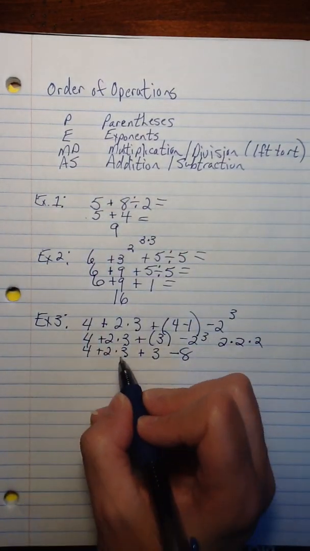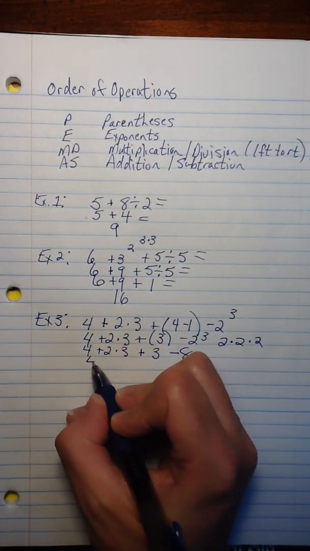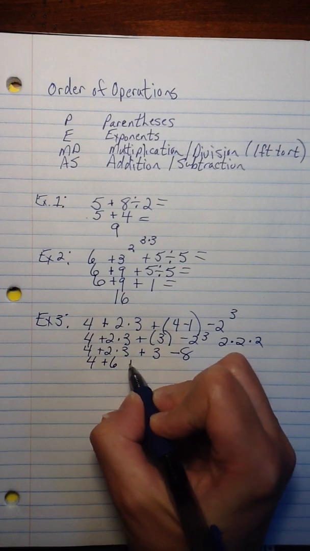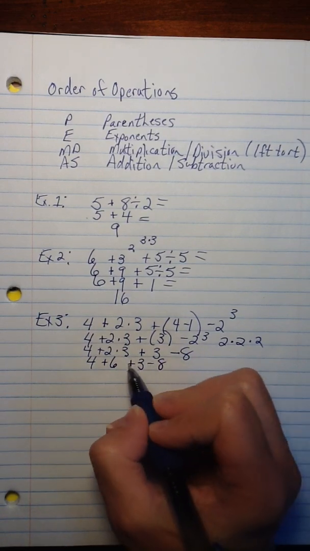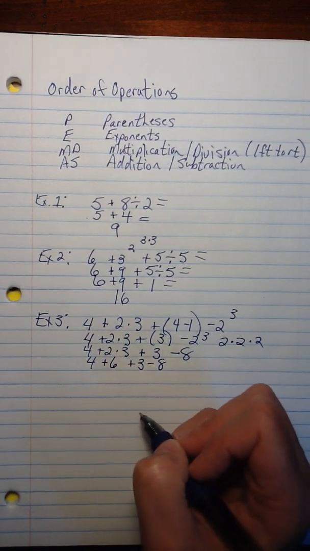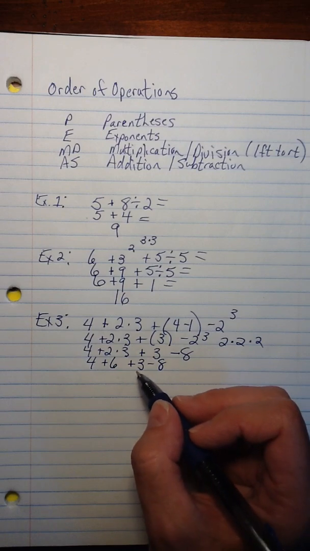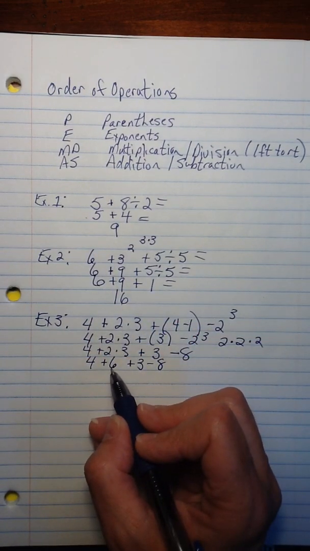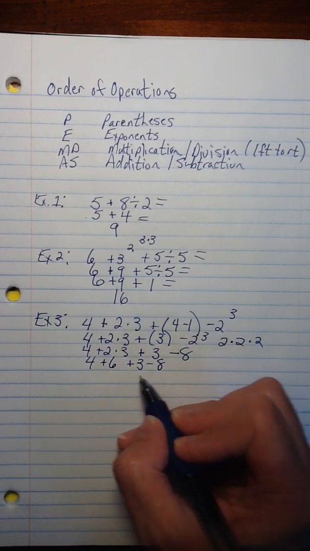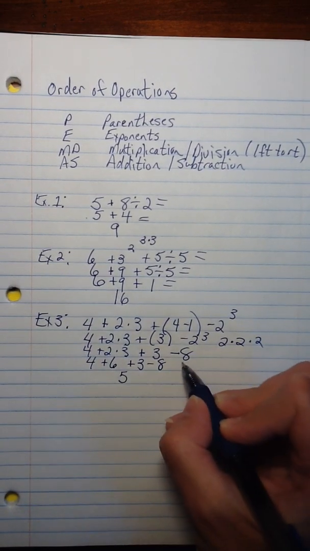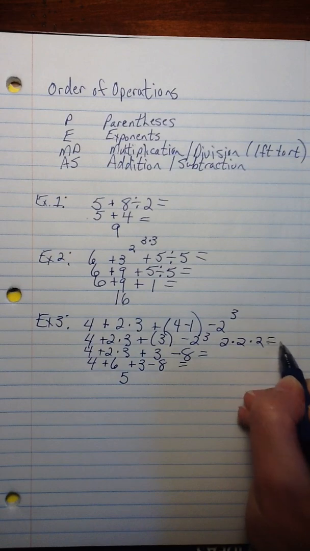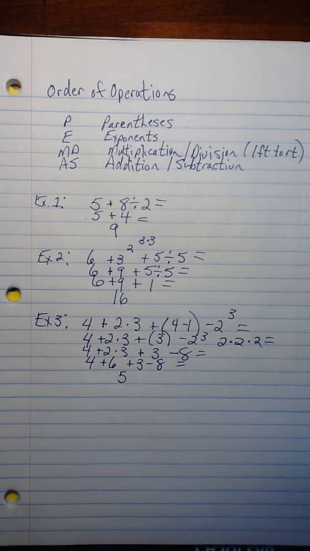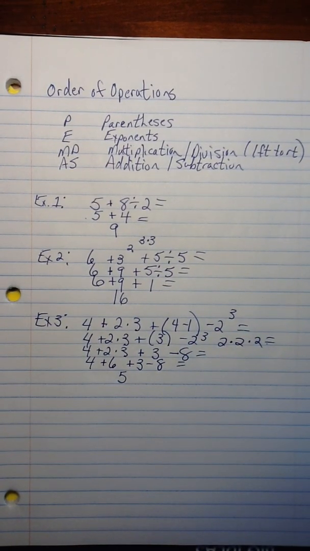Okay, multiplication or division. Here's multiplication. 4 plus 6 plus 3 minus 8. 2 times 3 is 6. Now I'm down to nothing but addition and subtraction, so I can work left to right. 4 plus 6 is 10, plus 3 is 13, minus 8 will give me 5. And that is some early practice on how to apply order of operations.